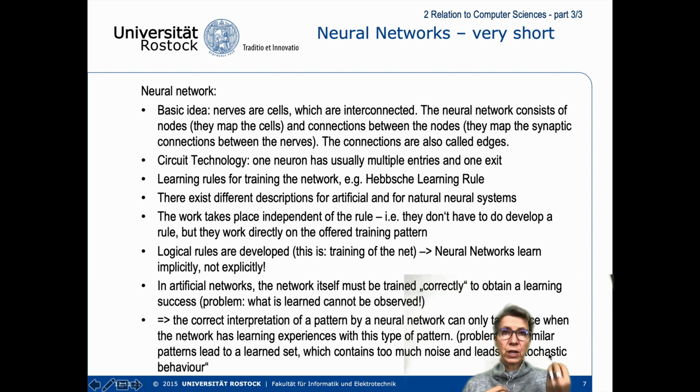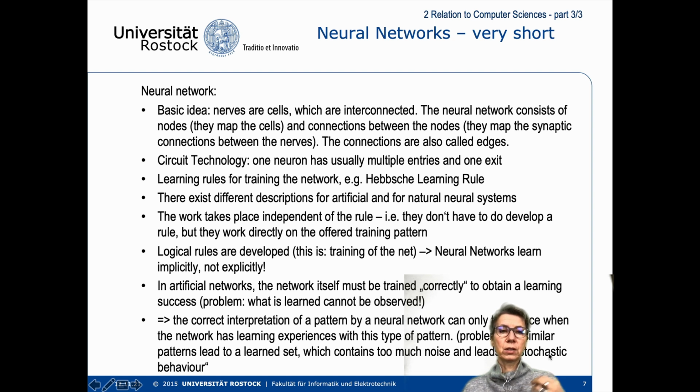They are specialized cells, and those cells consist of a cell core and a corpus and interconnections which build a structure like a network between one cell and the neighbor cell, so that neuronal communication can take place. This idea of neuronal networks consists of nodes, those are the cells, and connections between the nodes, which are the synaptic connections between the nerves. The connections are also called the edges of the neuronal network.